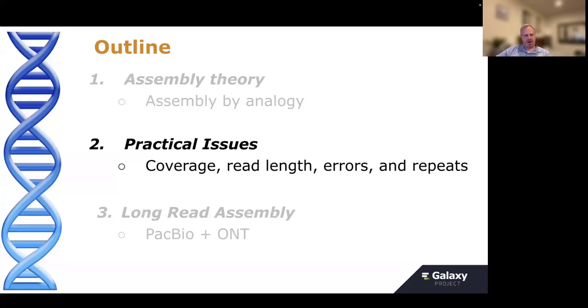The process is going to be: take the fragments, build a graph out of it, look for paths in the graphs. The graphs will be branching because there are going to be repeats and other complexity present there. Rarely are we going to be able to get the whole genome assembled into a single contig, but nevertheless, we want those contigs that are reported to be as big as possible.